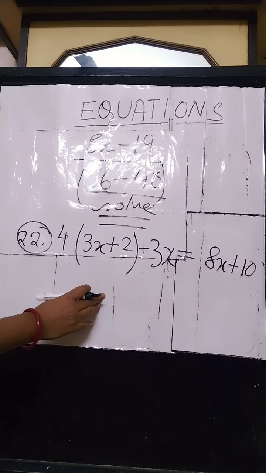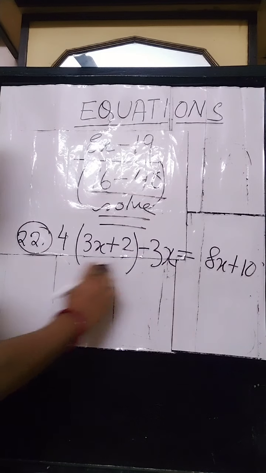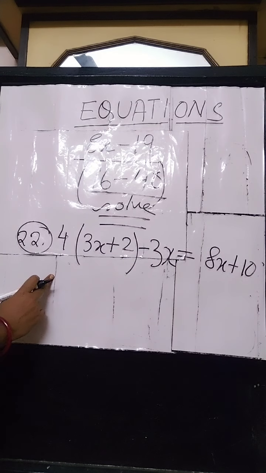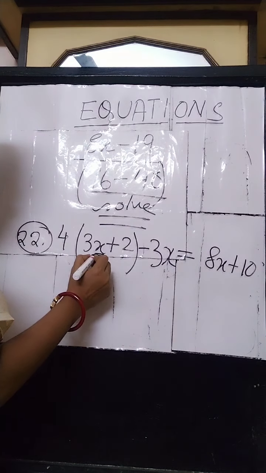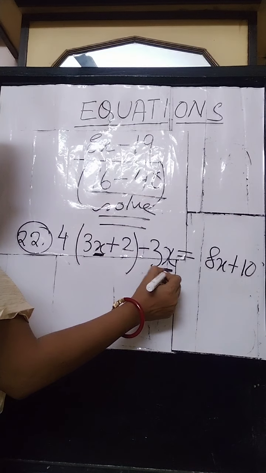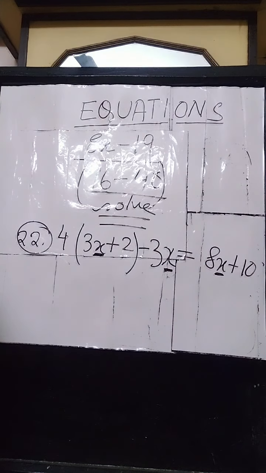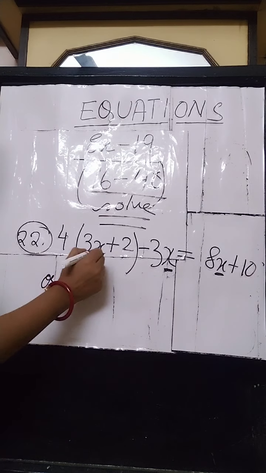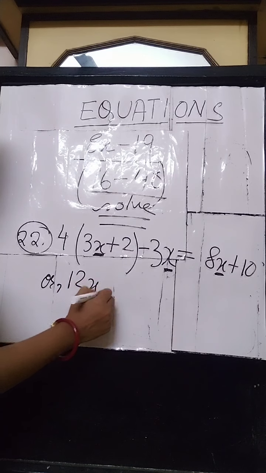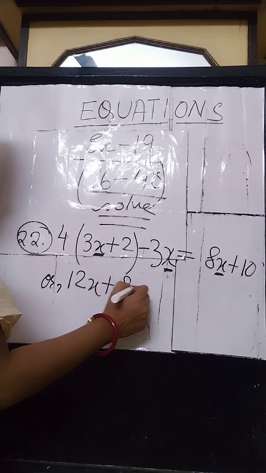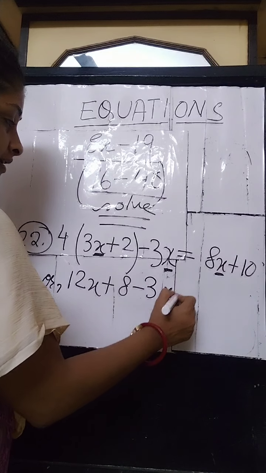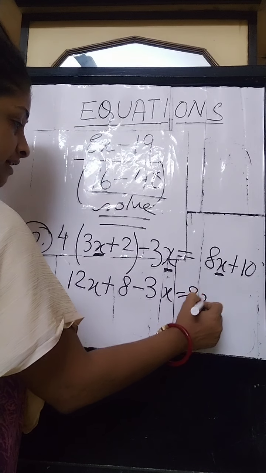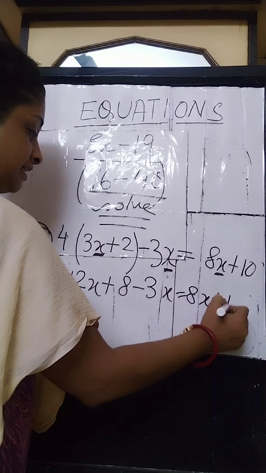From this sum, what you have to do is evaluate. You can see that in this whole sum, x is the only variable. So you have to evaluate x. You have to ascertain the numeric value of x. So how will we find out? 4 into 3x is 12x, plus 8, minus 3x equals to 8x plus 10.